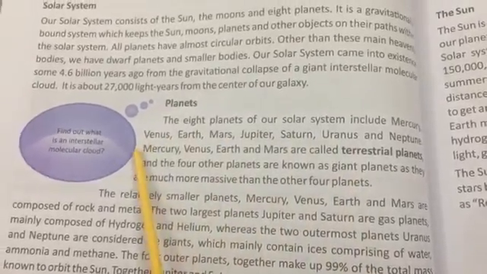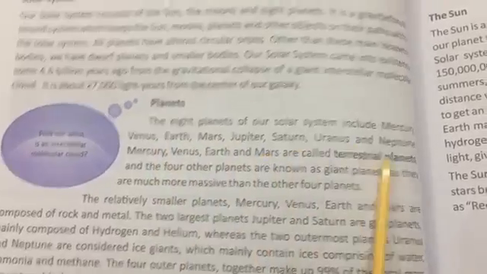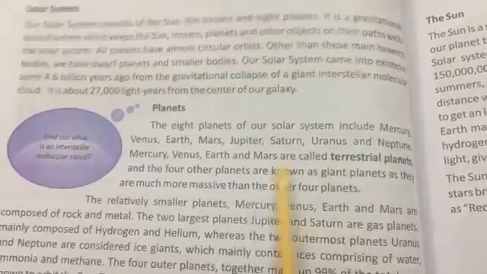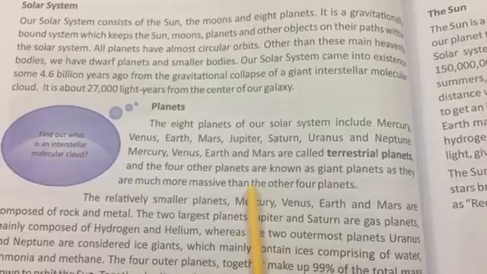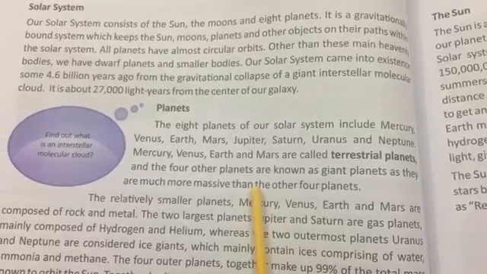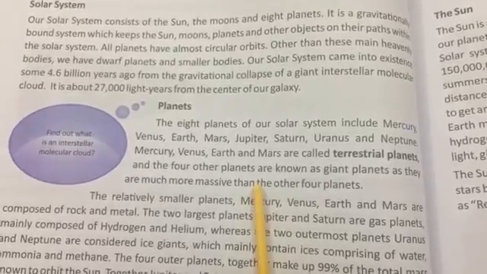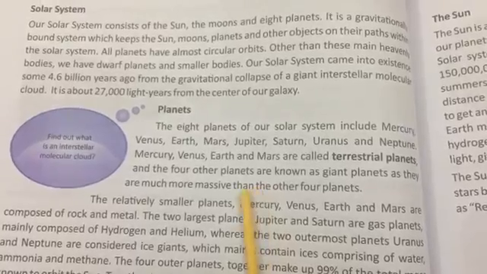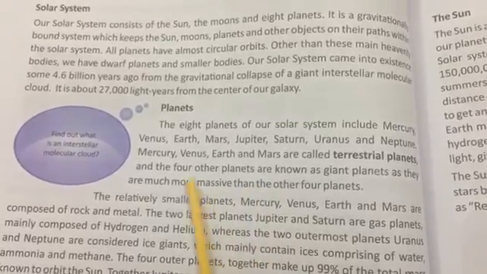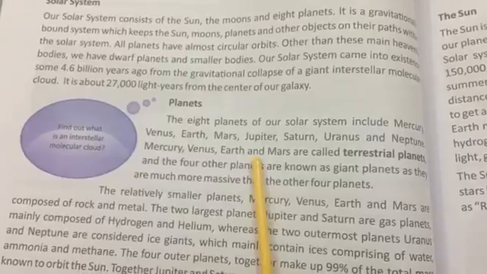So the first 4 planets, Mercury, Venus, Earth, and Mars, are called terrestrial planets, while the other planets are called the giant planets. They are called giant planets because they are much bigger in size, and they are massive, they are huge, as compared to these 4 planets.